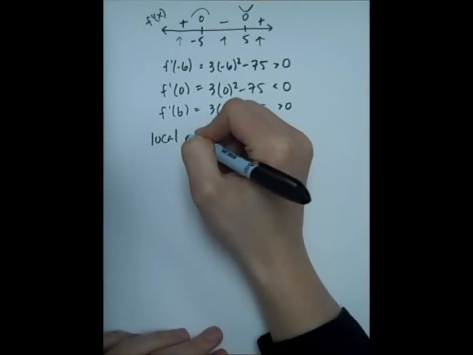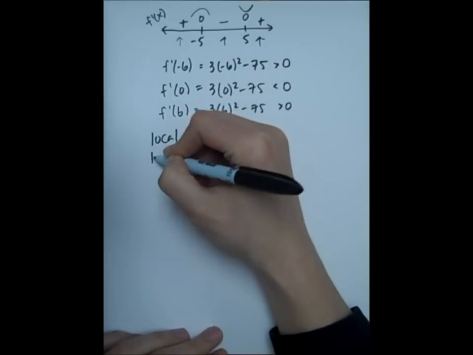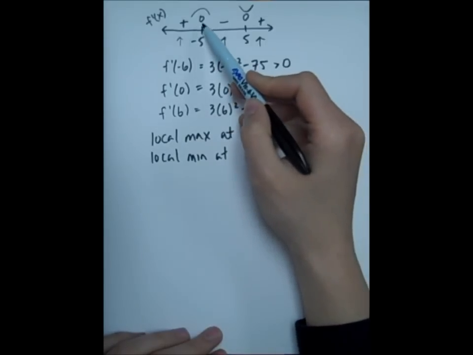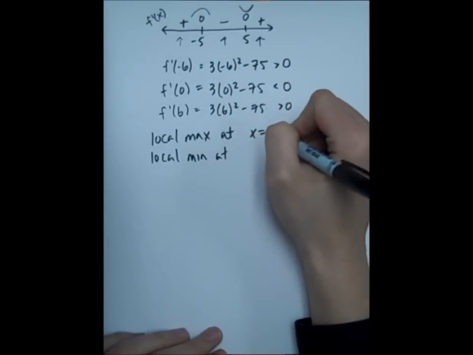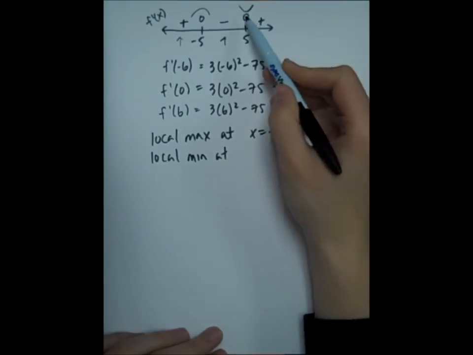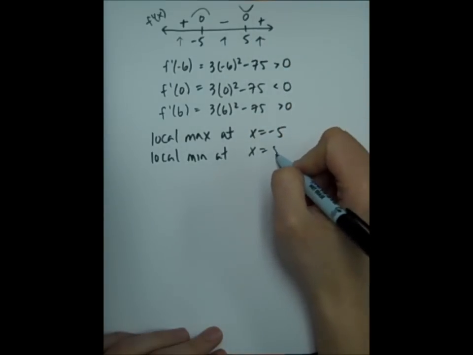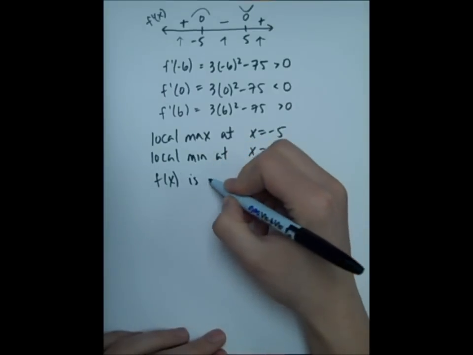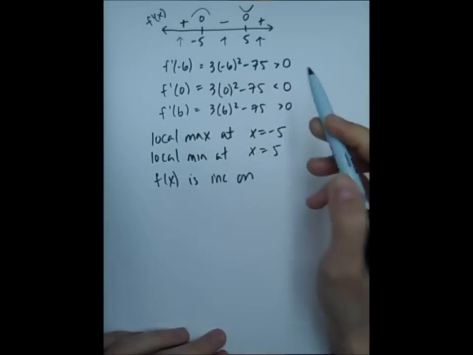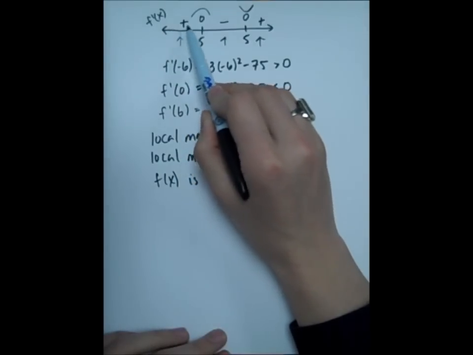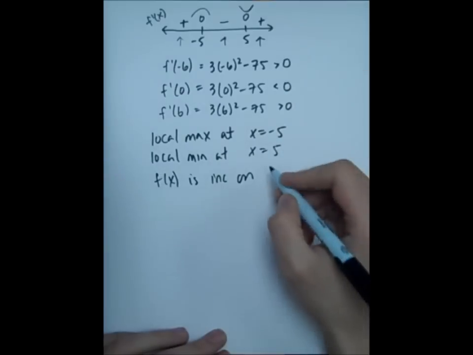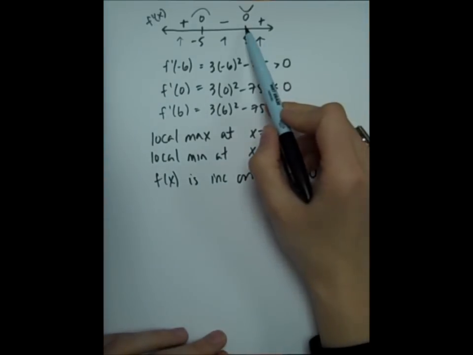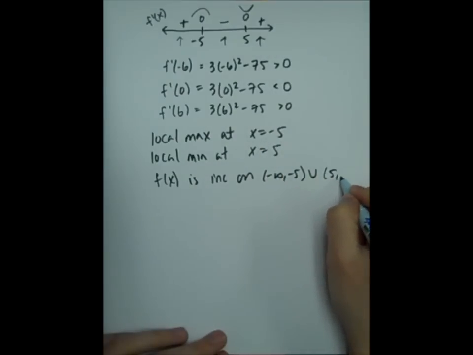So where do I have a local maximum, and where do I have a local minimum? Well, I have a local maximum where x equals negative 5. Where do I have a local minimum? That would be at x equals 5. Tell me where the function is increasing. Well, it's increasing where the derivative was positive, so it's increasing from negative infinity to negative 5. And then it's also increasing from 5 onwards, so from 5 to infinity.